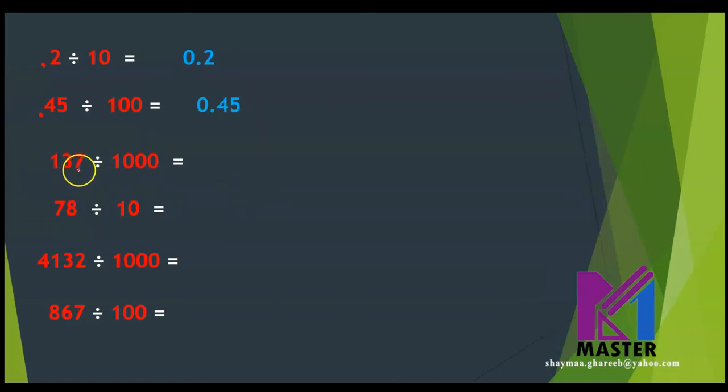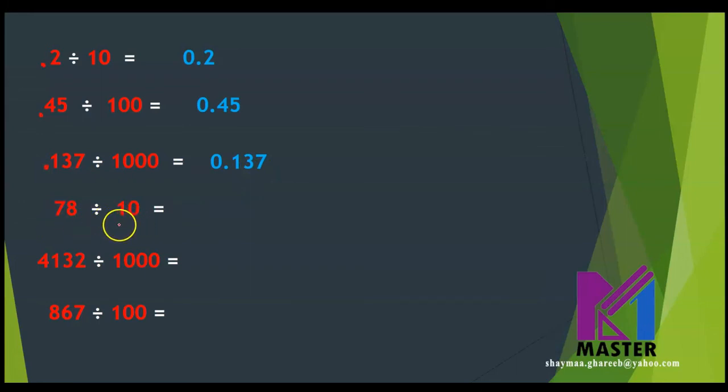What about the last one? When I divide by 1000, it means I will put a decimal point after 3 places. I already have 3 places, 1, 2, 3, then the decimal point. So it will be 0.137 or 137 thousandths.